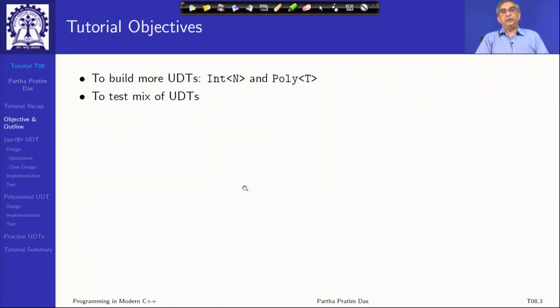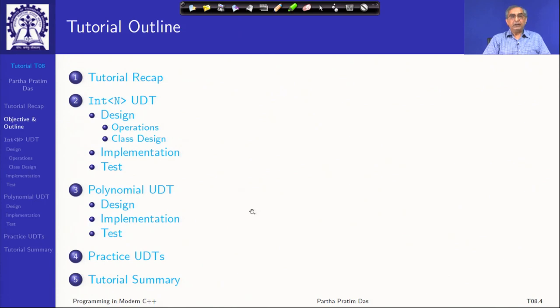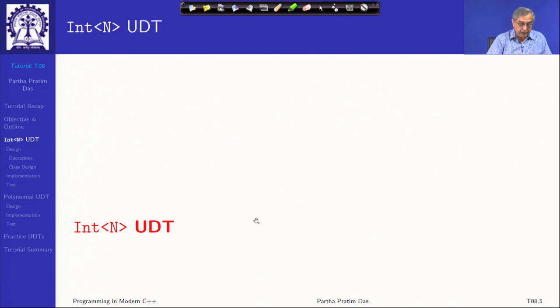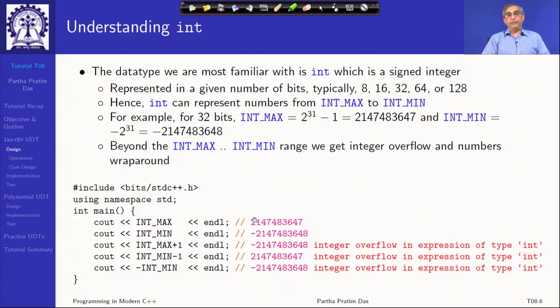Continuing on that, we will build two more UDTs in this tutorial, int n and poly t, and we will try to now mix these UDTs that we have built. So, this is the outline which will be there on the left all the time. Let us first talk about int n UDT.